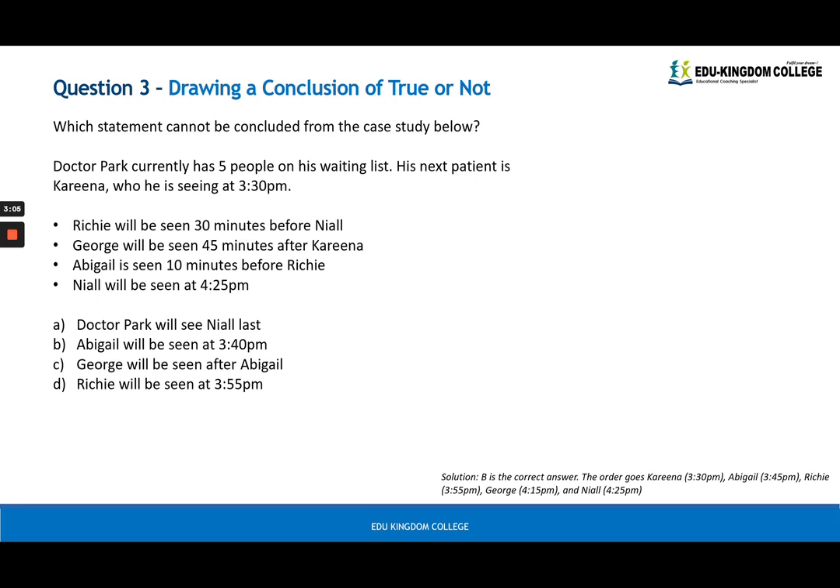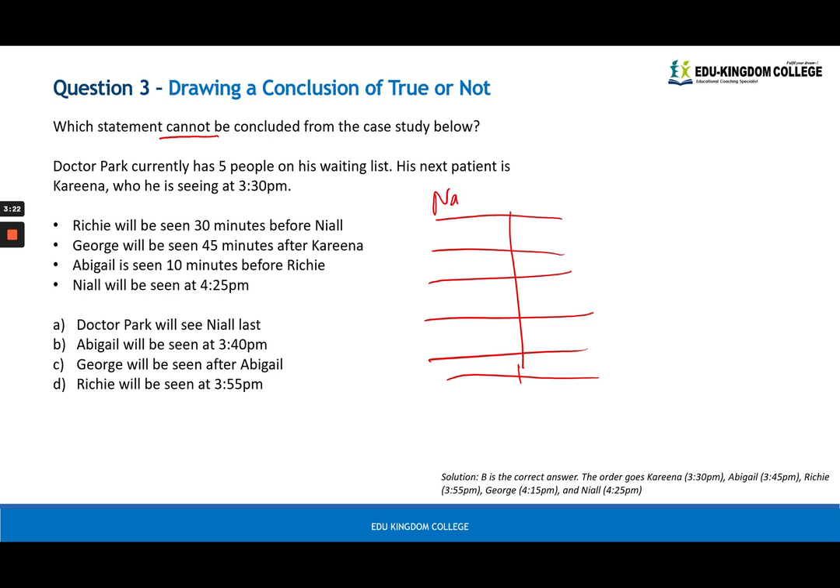Alright, number 3, which statement cannot be concluded? So let's quickly arrange these people. We have 5 people on the waiting list, right? Let's draw up 5 boxes. And we have name and time. So the next person is Karina, and she's at 3:30. Okay, so now we want to find something in relation to Karina. George will be seen 45 minutes after Karina.